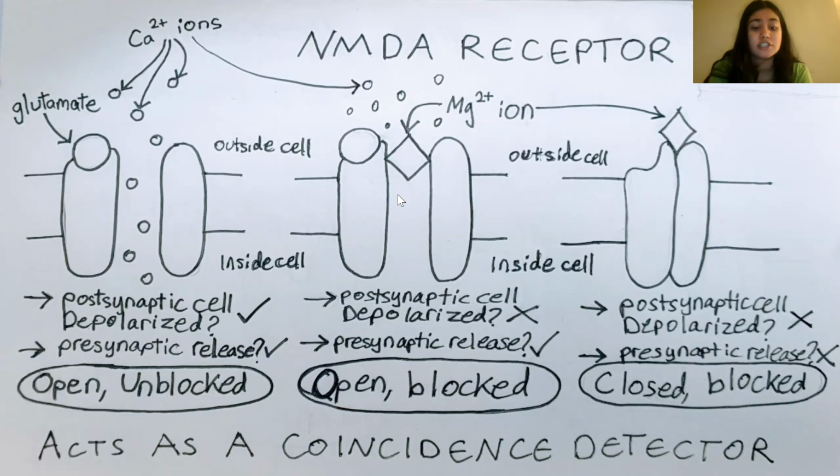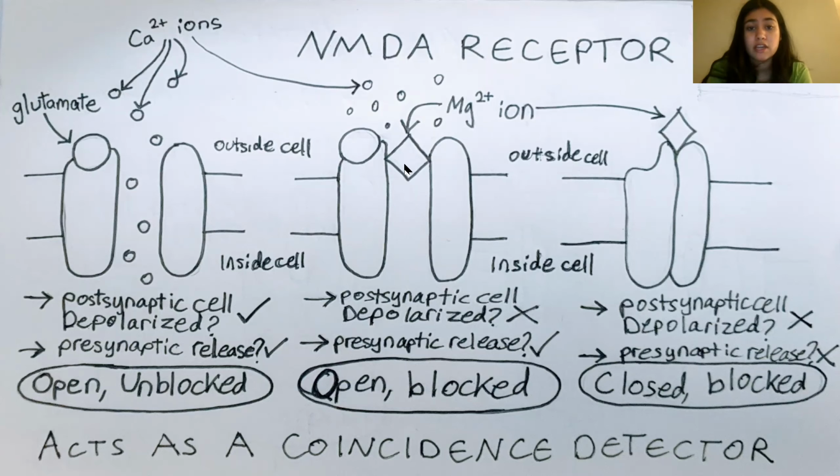And the second feature is a magnesium ion plug. It's so big that it sits in the channel of the NMDA receptor, and it blocks the NMDA channel regardless of whether the channel is open or closed, and this prevents other ions from passing through.